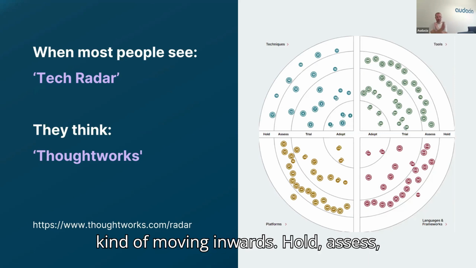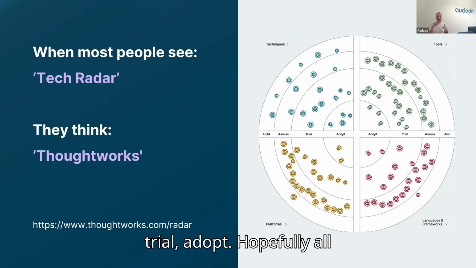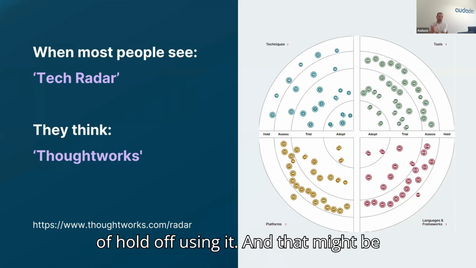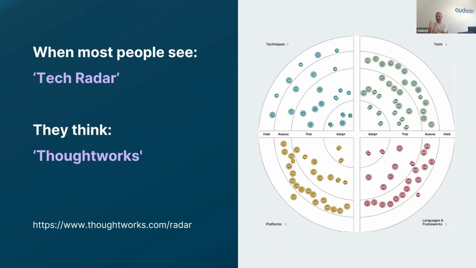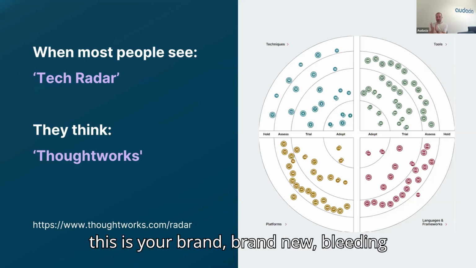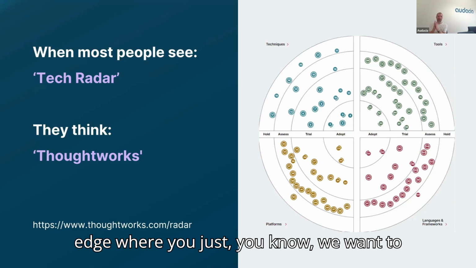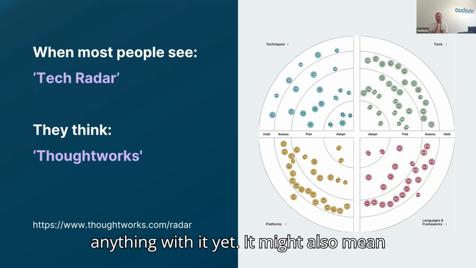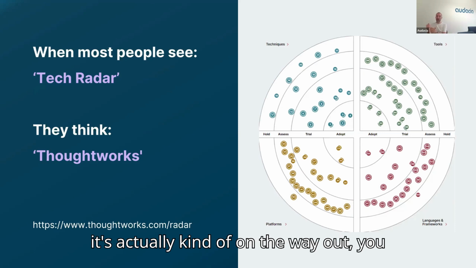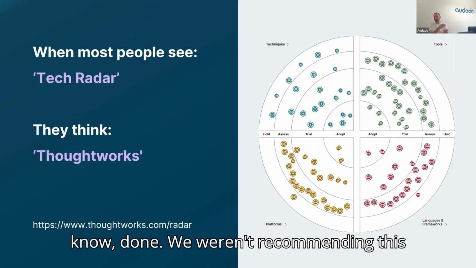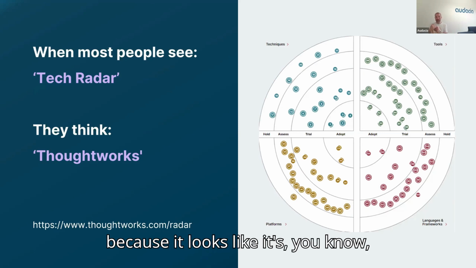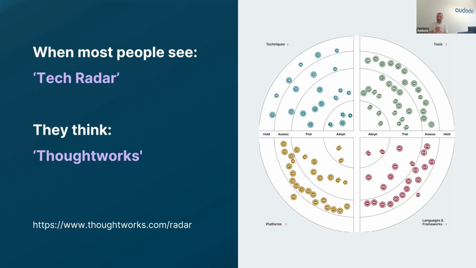They've got 4 rings kind of moving inwards: hold, assess, trial, adopt. Hopefully all self-explanatory. So hold means hold off using it, and that might be because this is brand new, bleeding edge. We just want to see where it's going before we do anything with it yet. It might also mean it's on the way out. We were recommending this a year ago, just hold off using it now because it looks like it's on the way out.